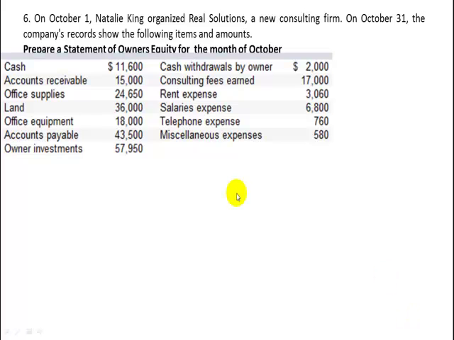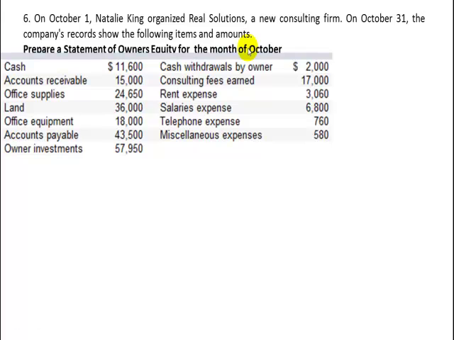Well, here we have another problem. We're given, again, a different set of trial balance information. It's got a different set of numbers, and maybe it has some different accounts. And in this one, they want us to prepare a statement of owner's equity for the month of October.